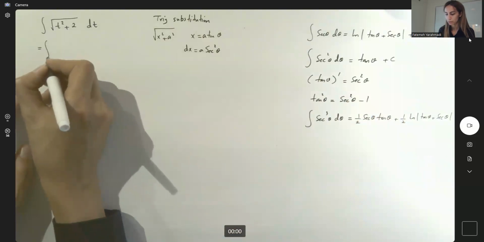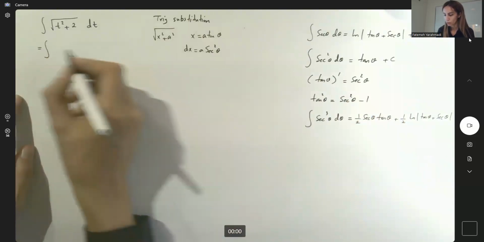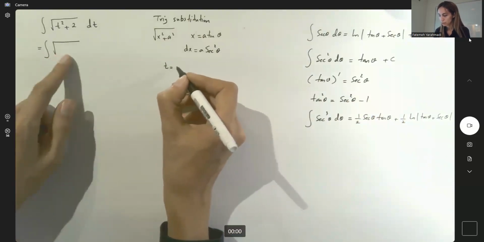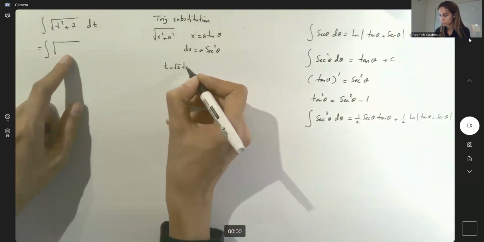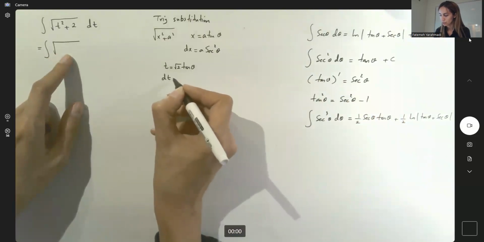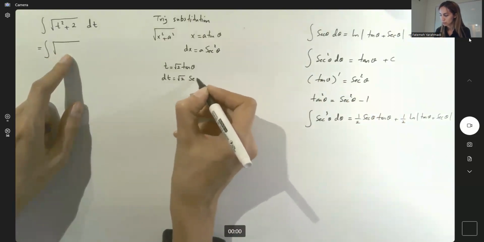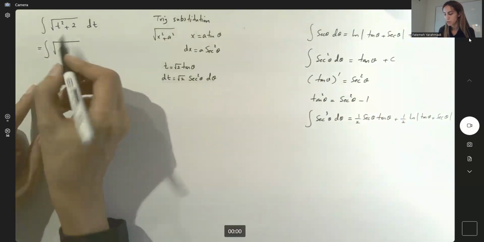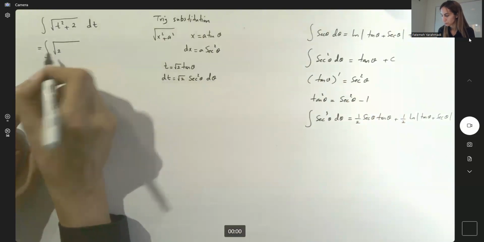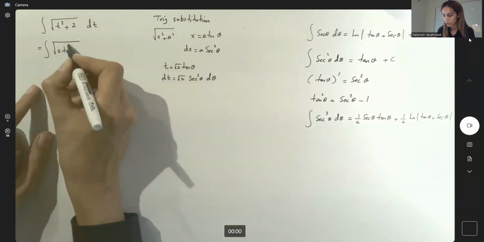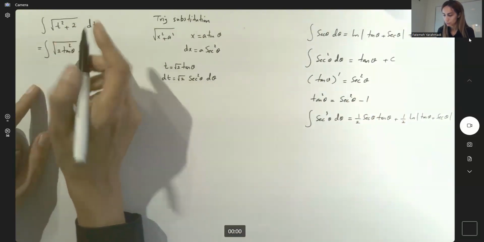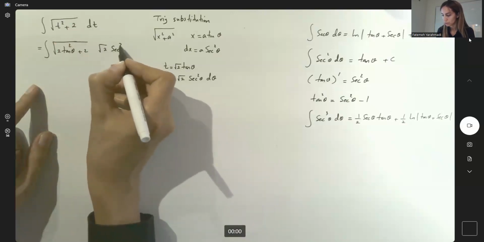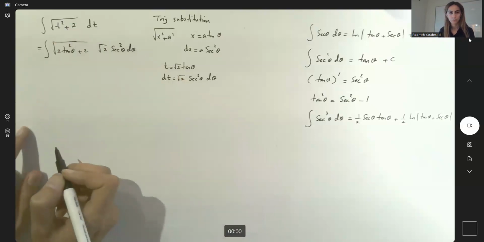This integral becomes the integral of square root of. My t becomes square root of 2 tangent theta, and dt is square root of 2 secant squared theta d theta. Substitute everything inside your radical. You get 2 tangent squared theta plus 2, and dt, which is square root of 2 secant squared of theta d theta.